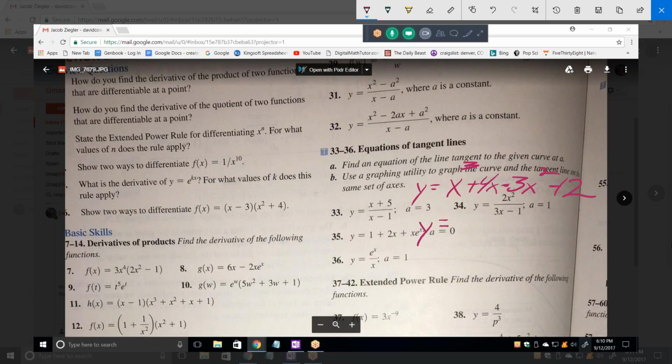Okay. What do you get? 3x squared plus 4 minus 6x. Okay. What's the other way to do this problem?